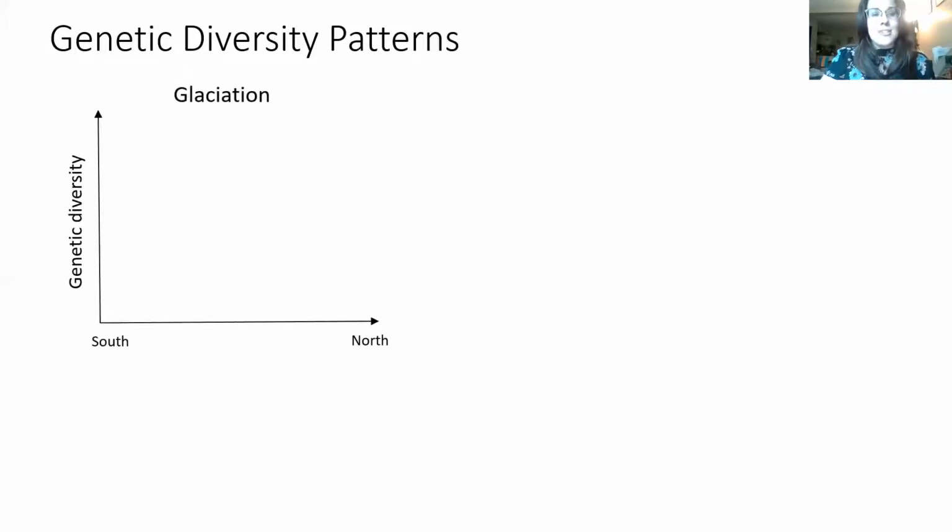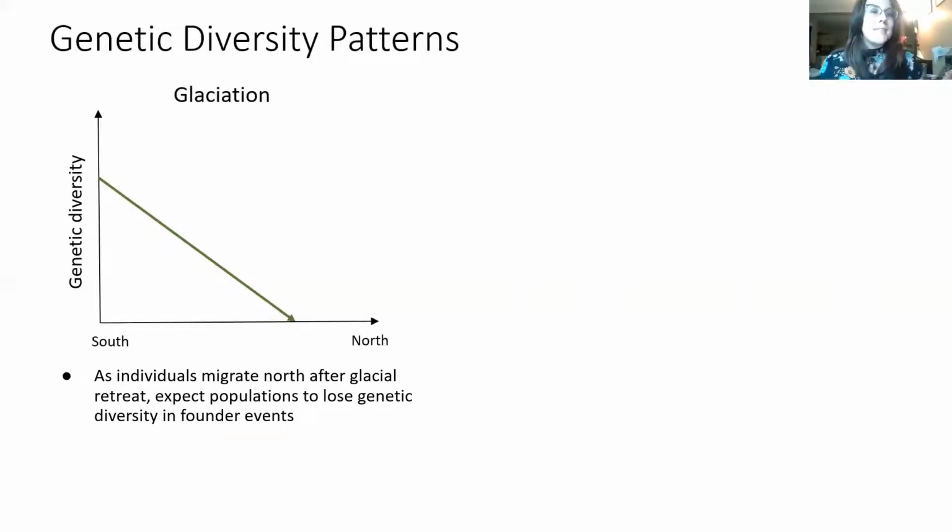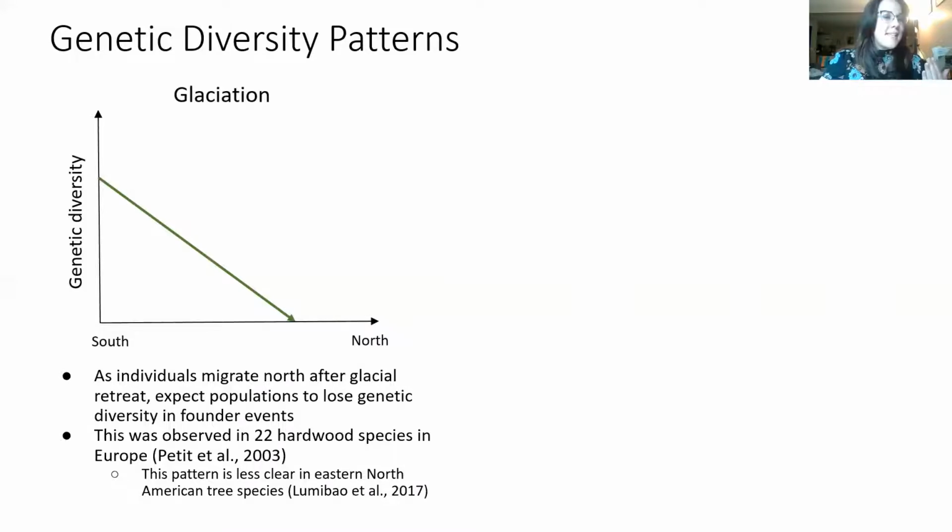So looking at genetic diversity patterns, if we expected glaciation to be the biggest determining factor in this species' genetic diversity distribution, we'd expect it to be reduced going from south to north. And this is because, or it's hypothesized to be, because as individuals migrate into newly available habitat following glacial retreat, fewer and fewer individuals will be able to colonize those environments. And as population sizes get smaller, you lose genetic diversity. And this was observed and established in 22 hardwood species in Europe. However, it hasn't been as easy to establish the same pattern in Eastern North American tree species.